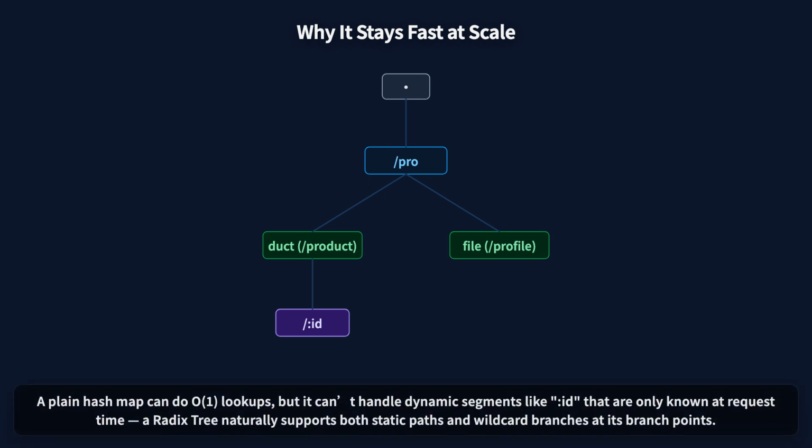A plain hash map can do O(1) lookups, but it can't handle dynamic segments like id that are only known at request time. A Radix tree naturally supports both static paths and wildcard branches at its branch points.